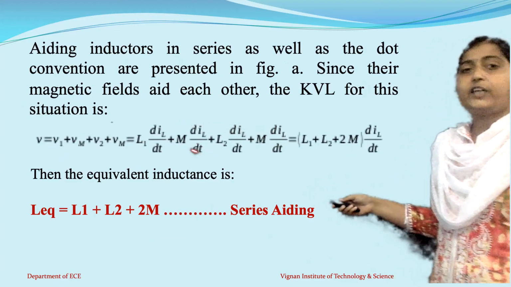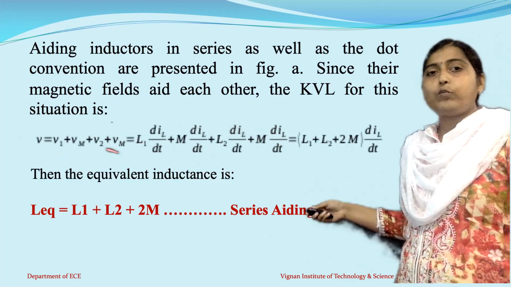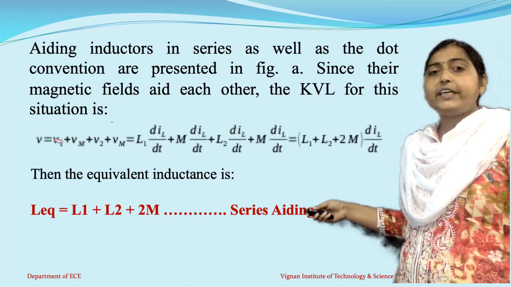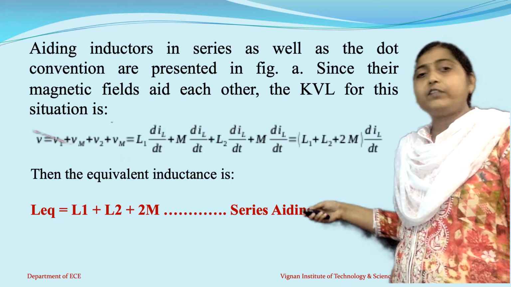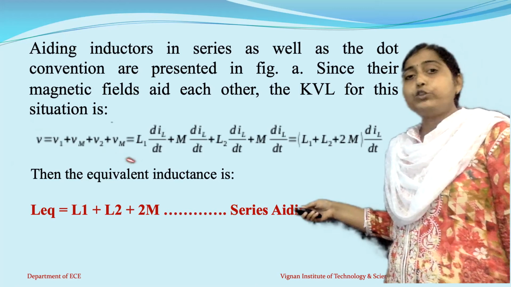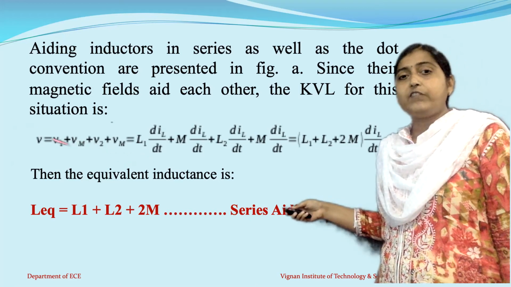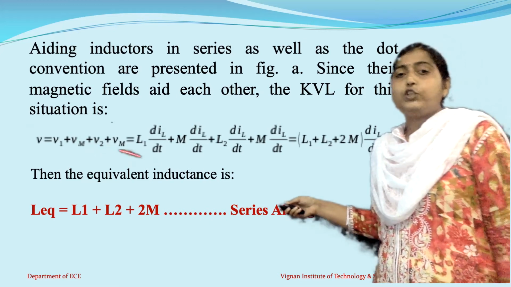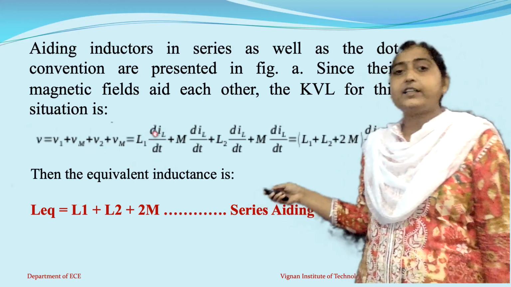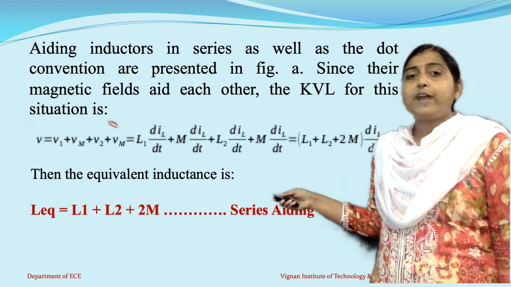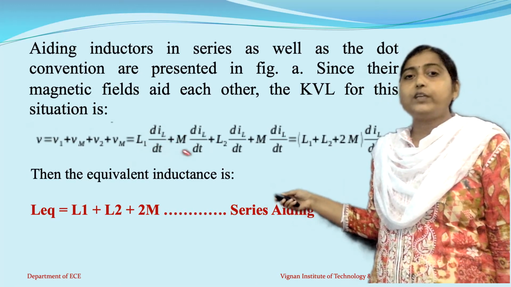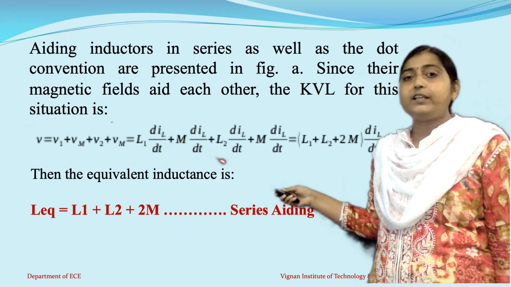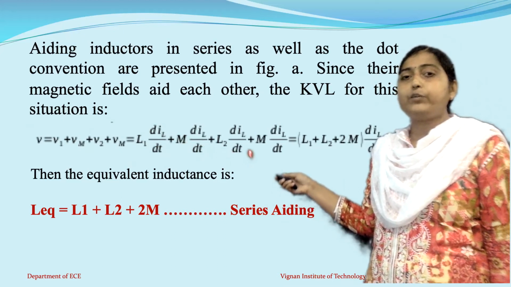According to the KVL equation, the total applied voltage equals the voltage across the first inductor V1, the voltage across the second inductor V2, then the mutual voltage of L1 on L2 and the mutual voltage of L2 on L1. So it is V1 plus Vm plus V2 plus Vm. According to the definition of self-inductance and mutual inductance, we can write this as L1 di1 by dt plus M di by dt plus L2 di by dt plus M di by dt.